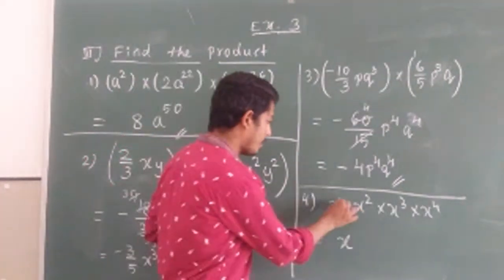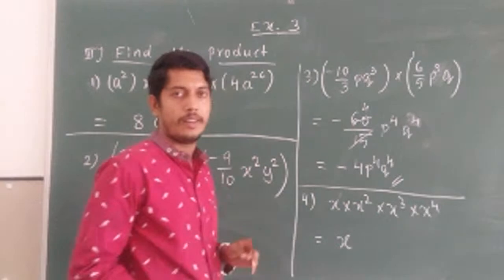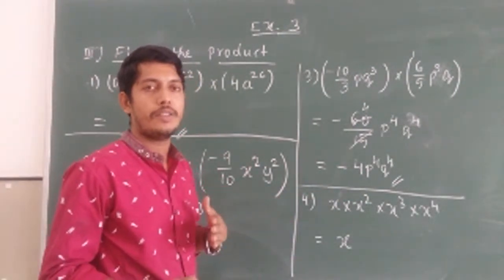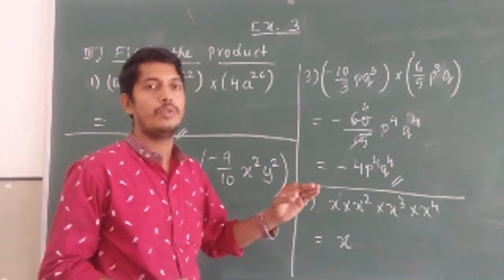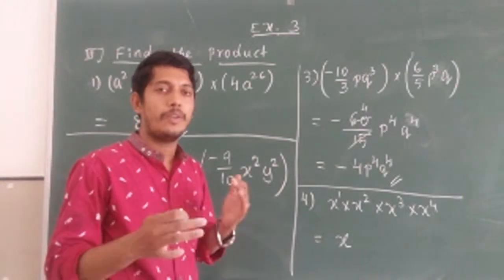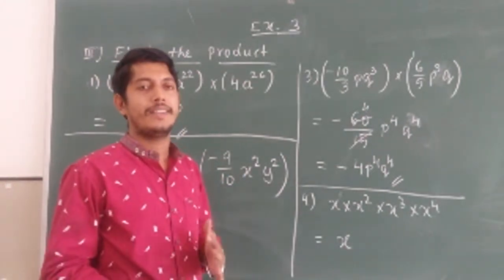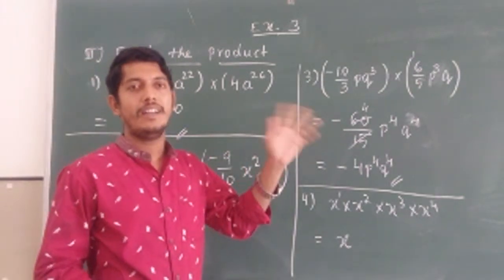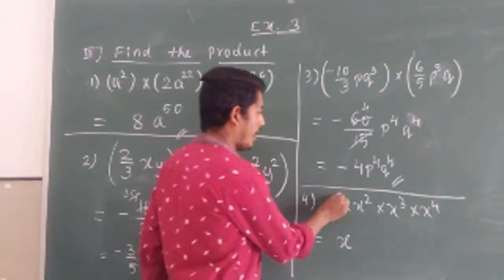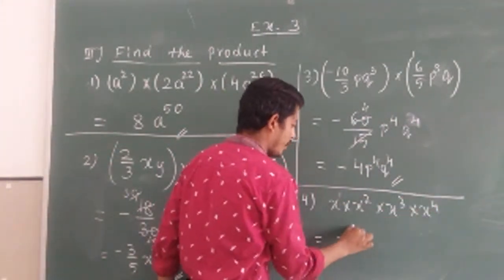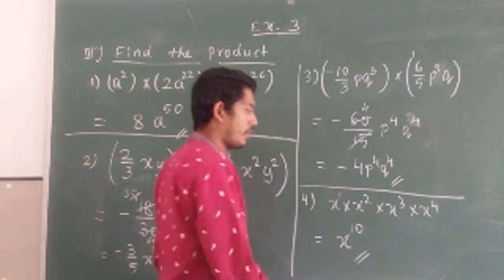Here the first term x means it is x raised to 1. Now we will multiply using the formula a raised to m into a raised to n equals a raised to m plus n. That means when the base terms are same and we want to multiply them, we write the base term as it is and add the exponent values. 1 plus 2, 3, 3 plus 3, 6, 6 plus 4, 10. So the answer is x raised to 10.